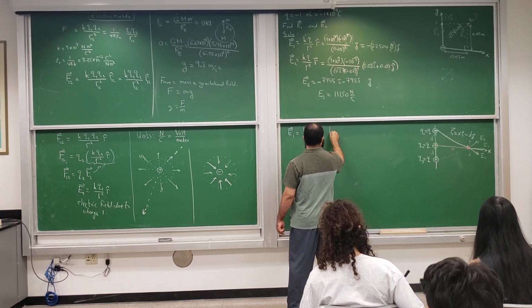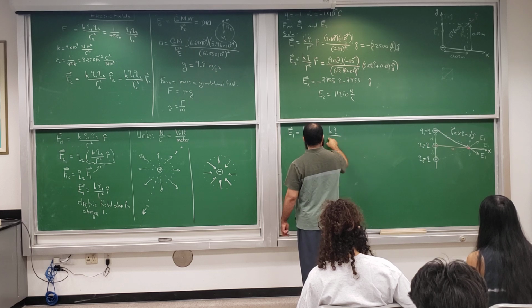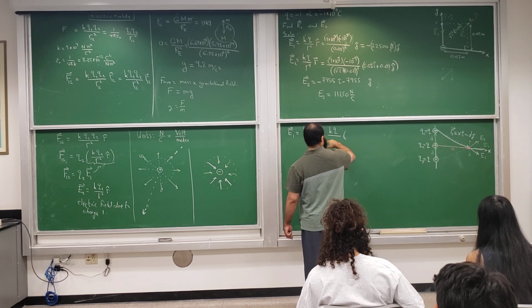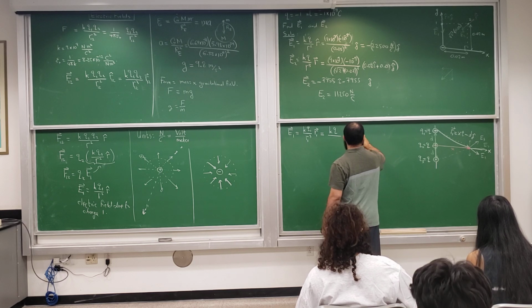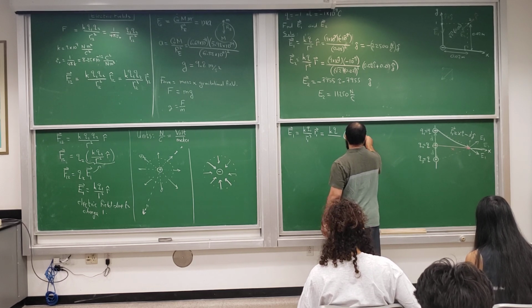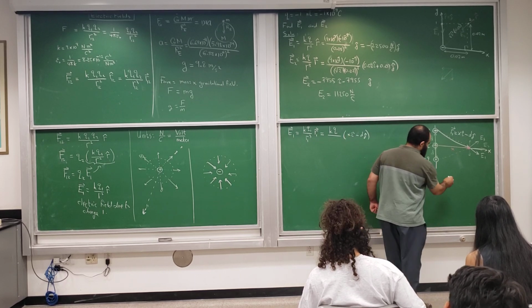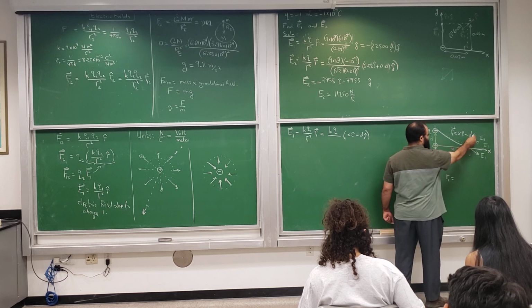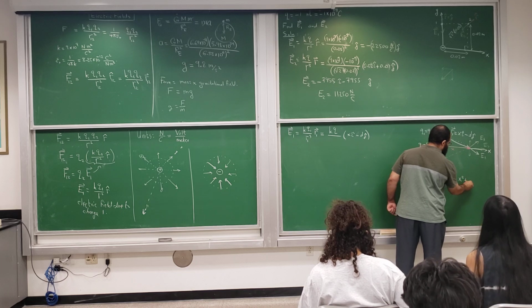K is K, Q1 is Q, okay? I would worry about the R cubed in a second. And then we all said R1 is x i hat plus minus d j hat, right? Now what's the magnitude of R1? You will square this, add them, take the square root. So it's going to be the square root of x squared plus d squared, right?